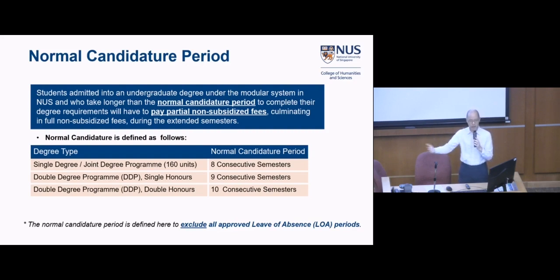It's important to keep this in mind and try to finish within this normal candidature period, because if you go beyond this normal candidature period, then you will need to pay partial non-subsidized fees, right? Because MOE will consider that you're going beyond the normal time you need for your education, and therefore you will pay non-subsidized fees, and your fees will gradually go up, right? So this is something you should bear in mind when you sign up for your courses, right?